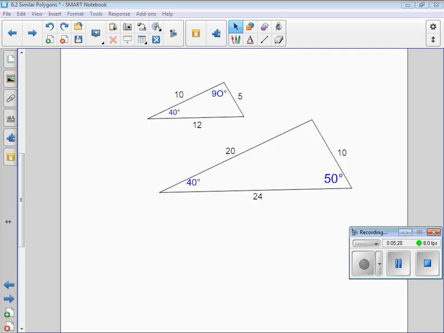Let's move on. Okay, see if you can show by brute force if these two triangles are similar. Put me on pause and then come back and check with me.